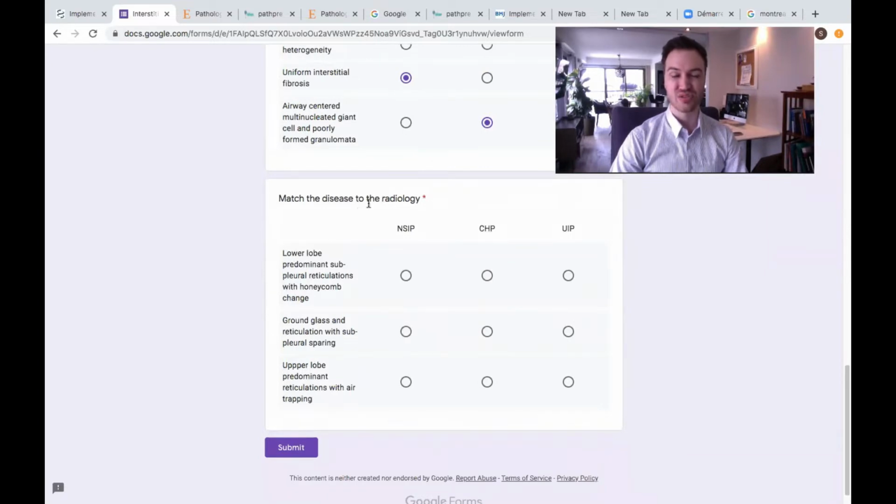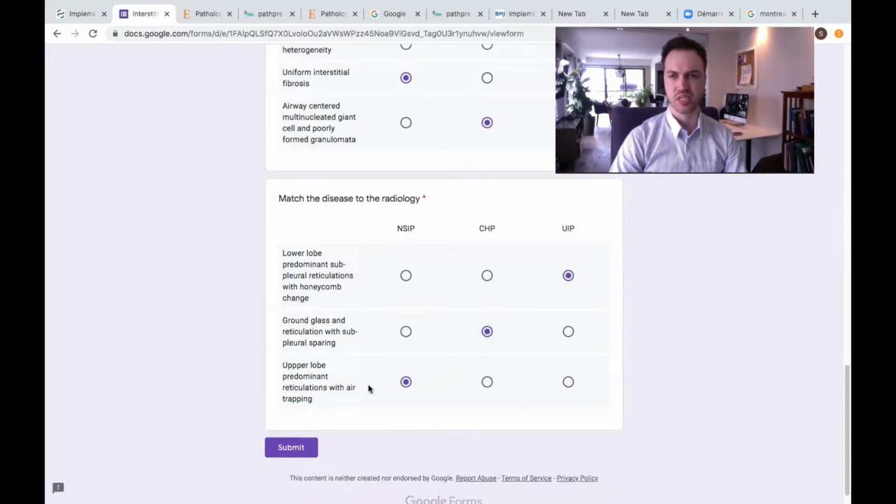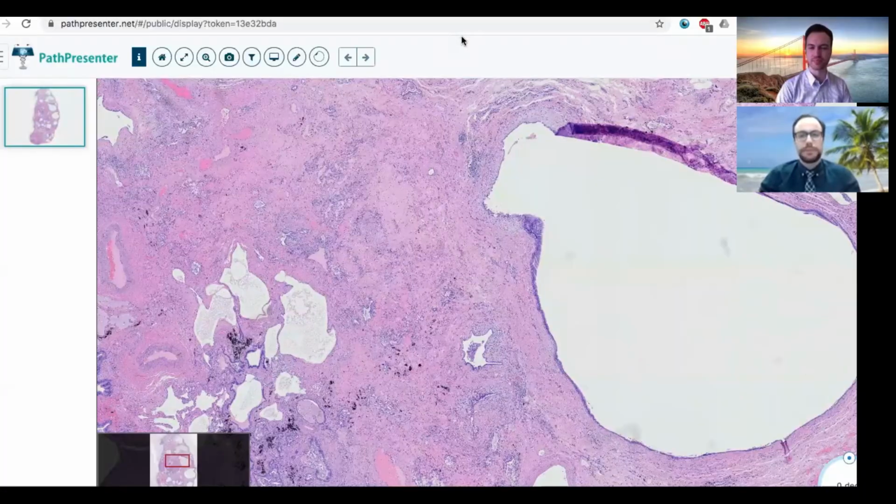Now, match the disease to the radiology. Okay, that's a bit more tricky. I mean, I'm in pathology, but it's important to correlate with radiology, definitely. So let's have a look. Upper lobe, I think, was the UIP, if I am correct. Oh no, UIP would be lower lobe predominant. Then upper lobe would be the NSIP, I think. Then ground glass, CHP. All right, so I'm ready. I'm going to submit this to Dr. Cecchini and see what he thinks.